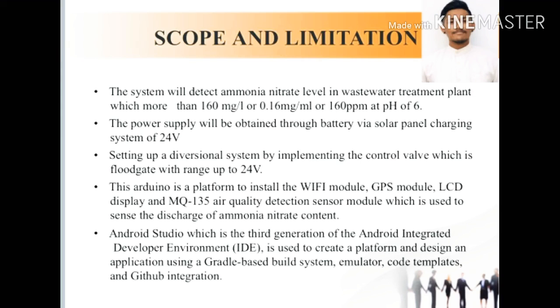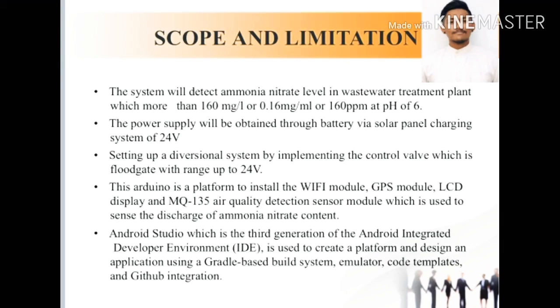Next, scope and limitation. First of all, the system will detect ammonia nitrate level in wastewater treatment plant which is more than 160 mg per liter or 0.16 mg per milliliter or 160 ppm at pH of 6. Secondly, the power supply will be obtained through battery via solar panel charging system of 24 volt. Thirdly, setting up a diversional system by implementing the control valve which is flood gate with range up to 24 volt.